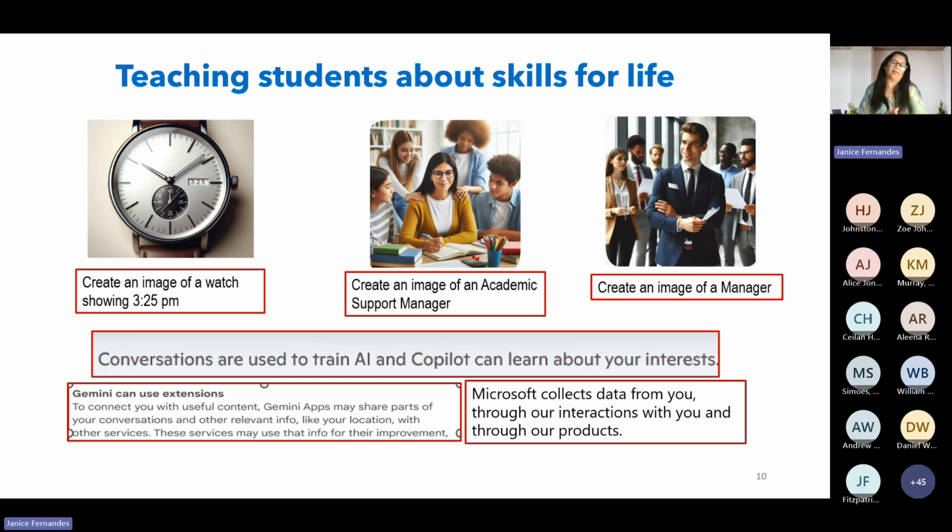Brown wrote this article, but if you go and search, there is no Mr. Brown who has written that article. I asked AI to create an image of an academic support manager. So you can see the difference in the gender. Is that what AI thinks? That people working in libraries are predominantly female compared to managers who are predominantly male? This is a bias in AI.